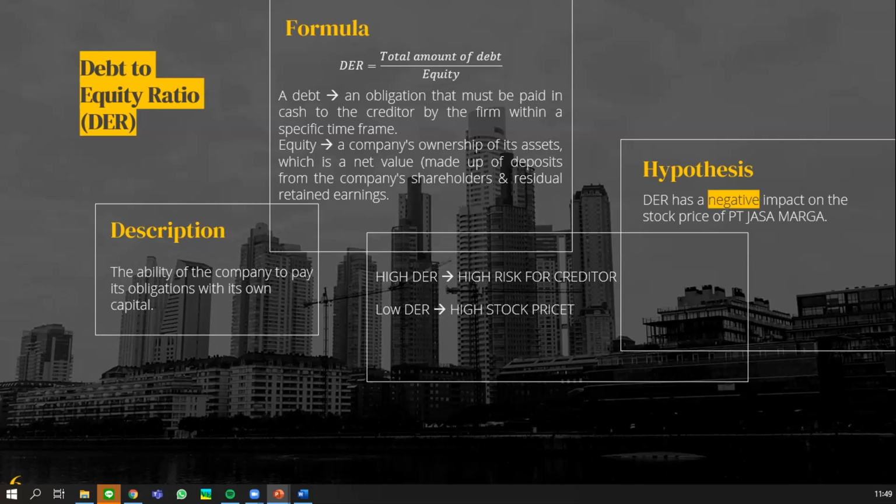So the higher this ratio, the greater the risk for creditors, because a high DER indicates a lesser degree of protection for money invested in the company by creditors. If a business has a low DER, it indicates that the company's stock price will be high. Therefore, the second hypothesis of the study is DER has a negative impact on the stock price of PT Jasa Marga.